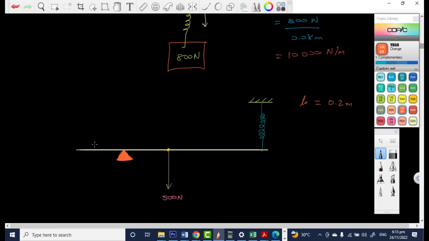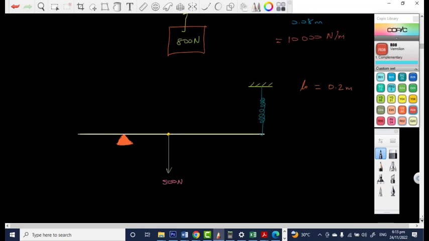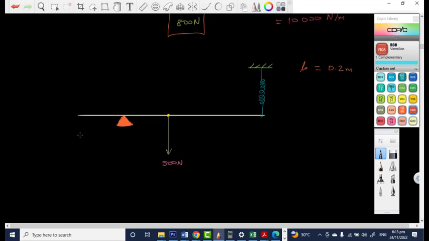Now let's talk about some dimensions for this plank. Let's say the spring is attached to the end of the plank. Let's say this represents the length of the plank, and this plank is 4 meters long. So it's a 4 meter long plank, and we have the pivot right there.